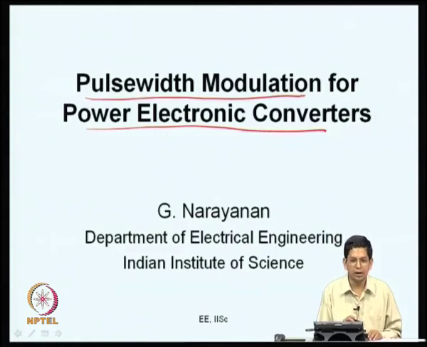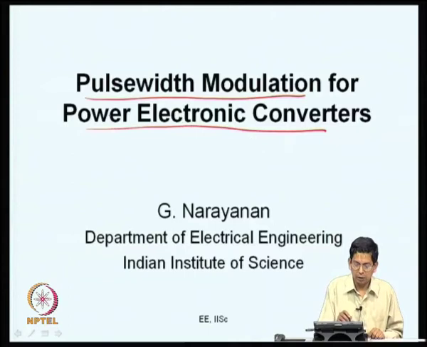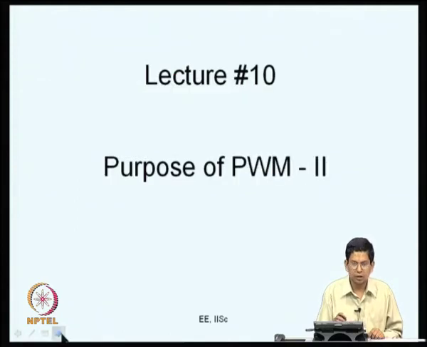Firstly, we have been looking at the purpose of pulse width modulation. Our focus, among all the power electronic converters, will be on a 3-phase voltage source inverter, and we are trying to look at certain modulation methods for that. To start with, we are looking at the purpose of pulse width modulation. In the last lecture, we saw a few things in terms of why we need pulse width modulation, and this is going to be a continuation of that.